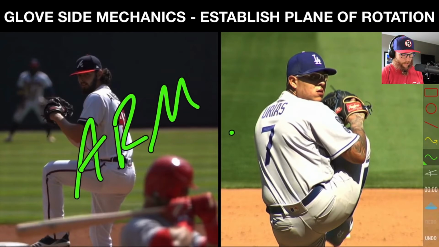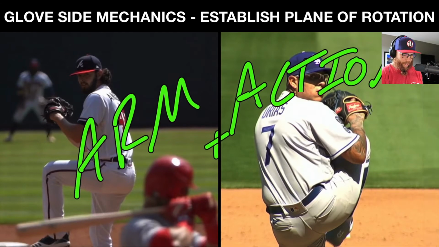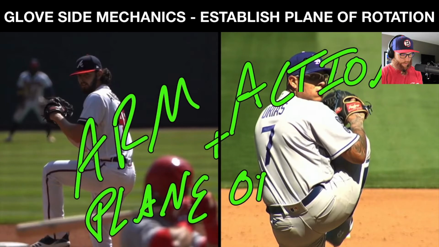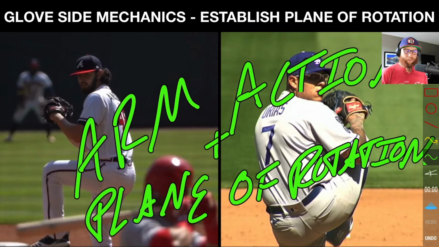Arm action and plane of rotation. Okay, so this is another component that influences the glove side appearance. Obviously, we're going to be looking at Ian Anderson and Julio Urias.